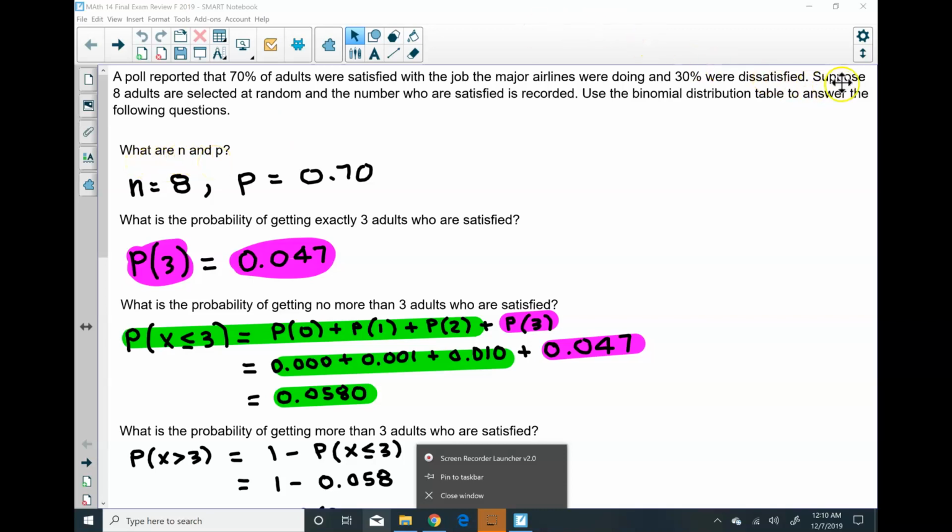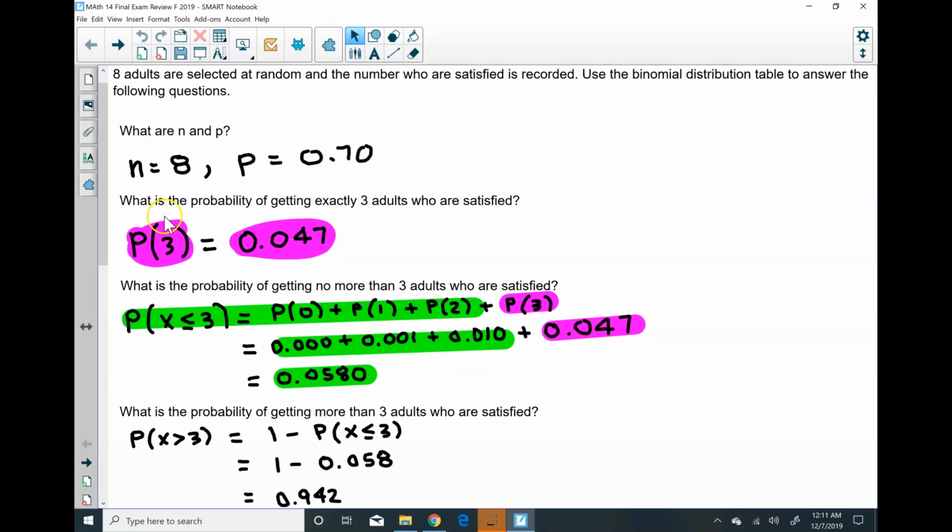And the second sentence, since it's saying suppose that 8 adults are randomly selected, therefore n would equal 8. As far as p is concerned, the second sentence also states that the number who are satisfied is recorded. There are 70% of adults who were satisfied, 30% were dissatisfied, and since we're looking for the satisfied, therefore p is equal to 0.70.